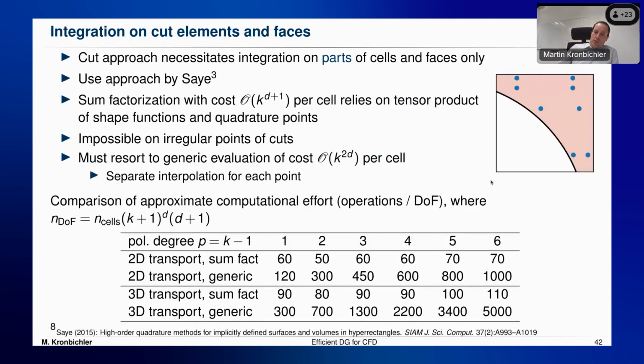Just to show you a difference here, this is a transport problem in 2D and 3D. If you use polynomials of degree 5 with sum factorization, I spend around 100 arithmetic operations per degree of freedom. If I don't use the tensor product, I spend 3,500. So there's a factor of 30 or more in terms of the arithmetic work. So there's a lot of work to do when you do unstructured tests.